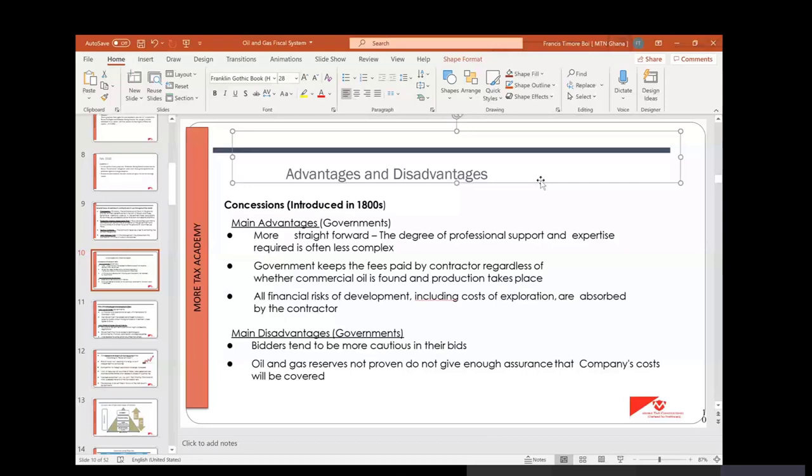It's like sand winning in the villages where we had, if your land is sand for building, when they take one truck, then they will come and pay 50 cedis per truck. That is your royalties. It normally happens in the mining sector, so this concession. But we can also have it in the oil and gas sector as well.